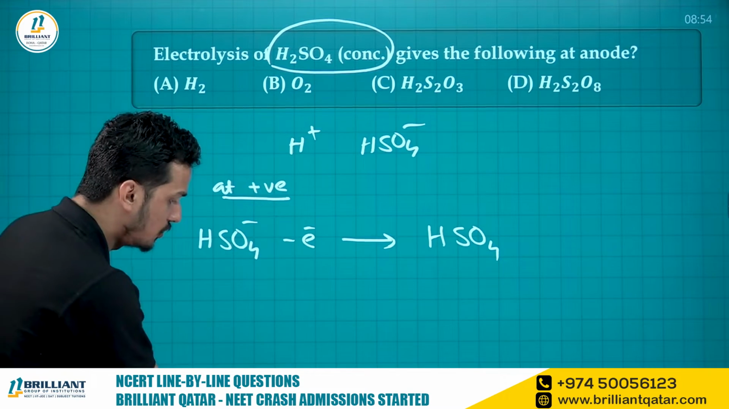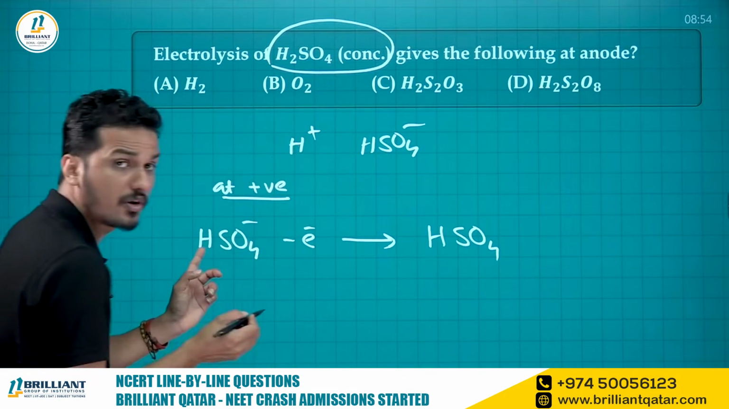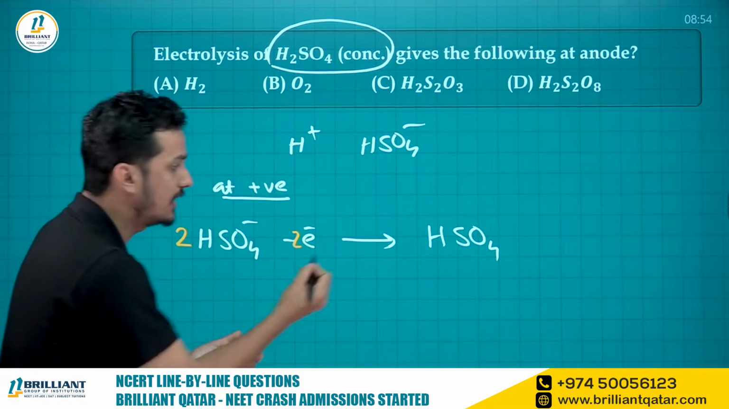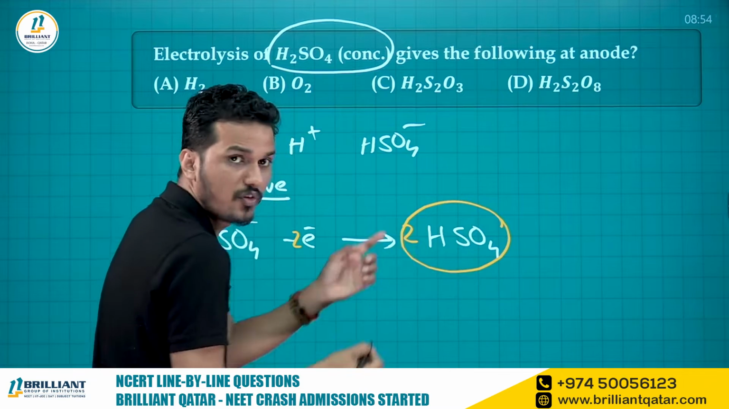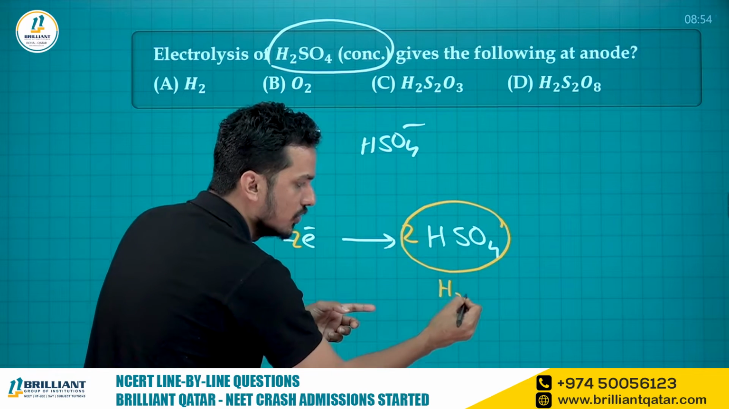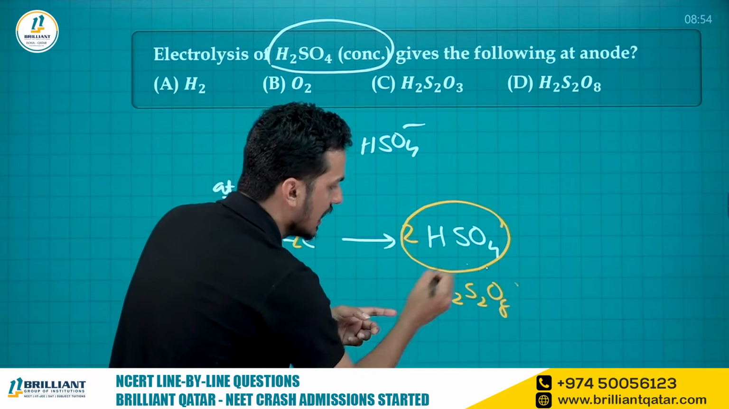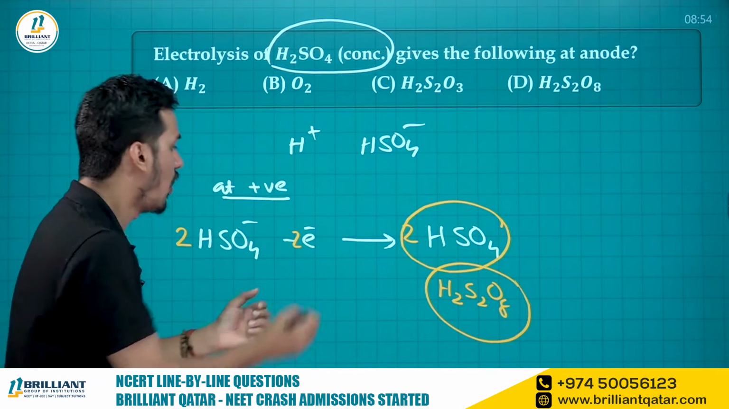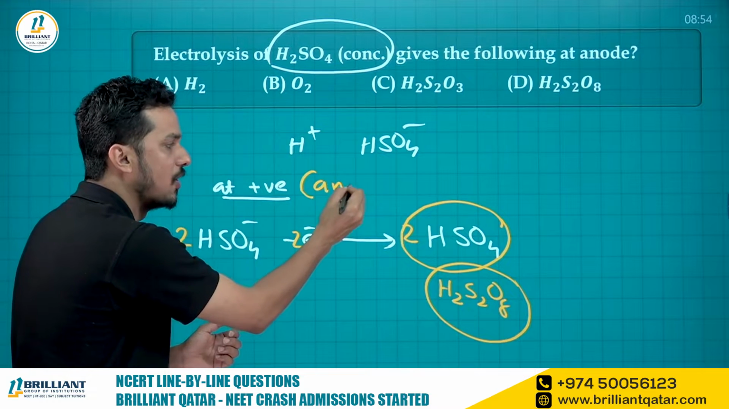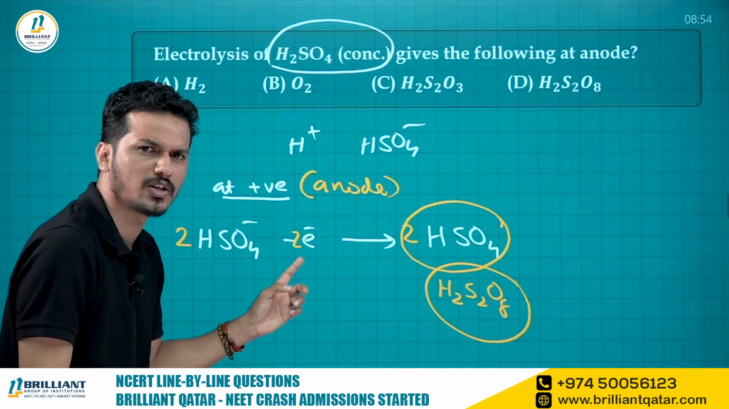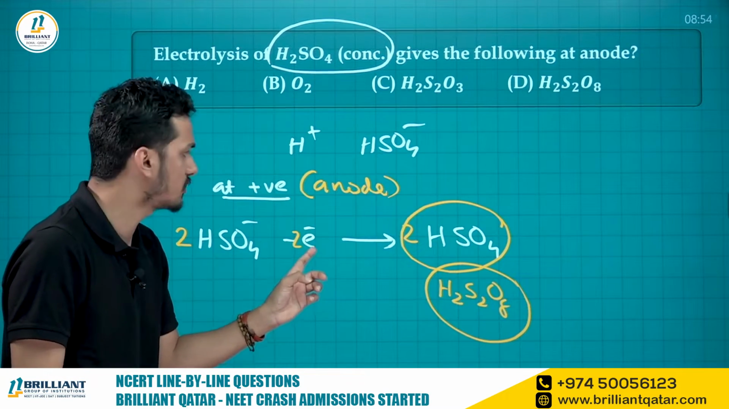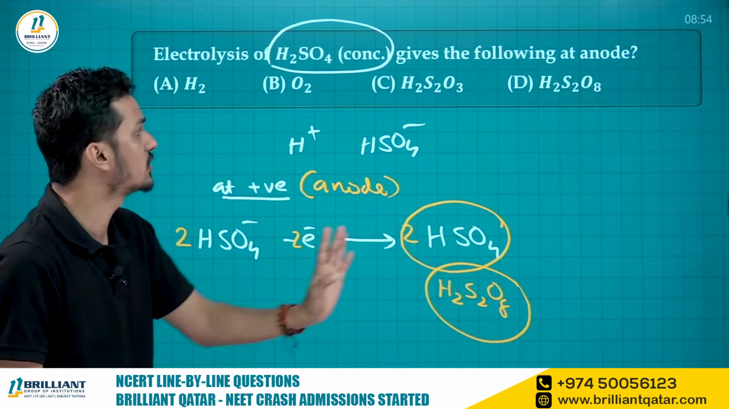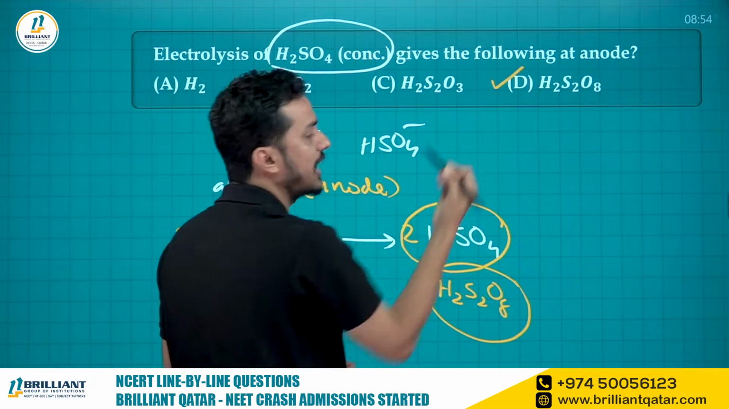If I take 2 HSO4-, they will lose 2 electrons and I will get 2 HSO4, which is nothing but H2S2O8. So here oxidation is taking place, because losing of electrons is called oxidation, and the electrode is called the anode. So at the anode I am getting H2S2O8. H2S2O8 is the answer.